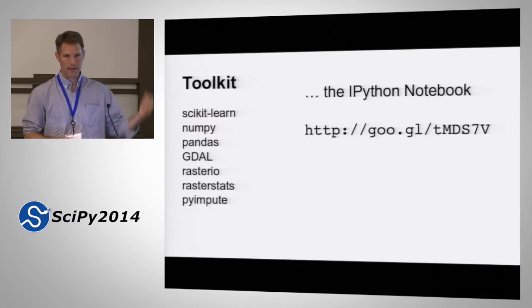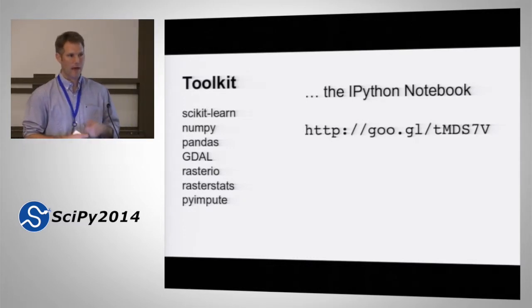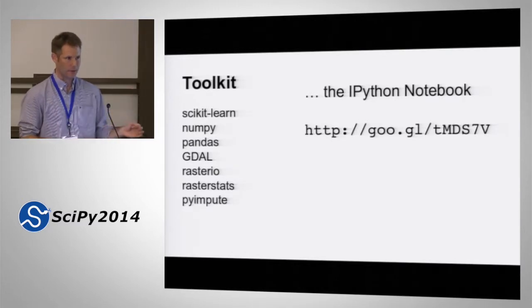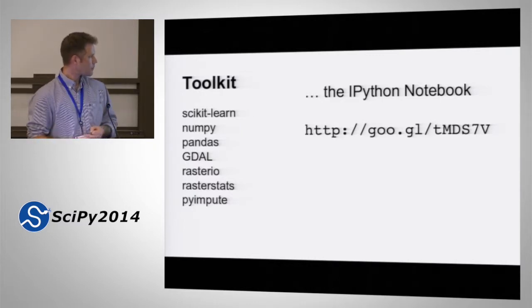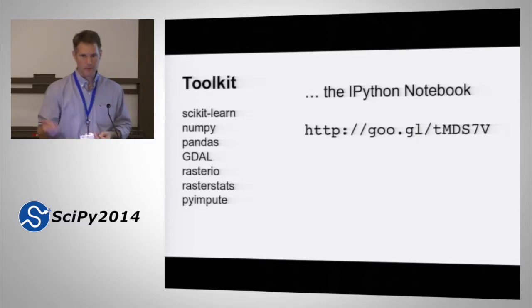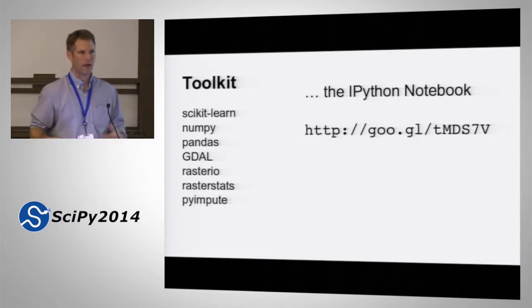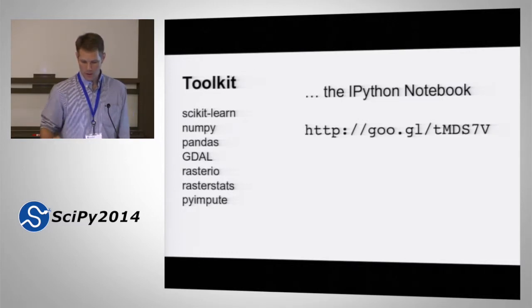GDAL, or GDAL, depending on who's pronouncing it, is the Geospatial Data Abstraction Library that allows access to all of the vector and raster data. It's a wonderful library. It provides everything you need to basically get data in and out of GIS data formats. Rasterio and rasterstats are just two other GIS libraries that we use. And pyimpute is just basically a series of helper functions that I wrote to help these processes along and make them a little more reproducible.